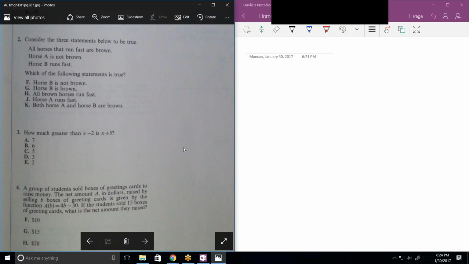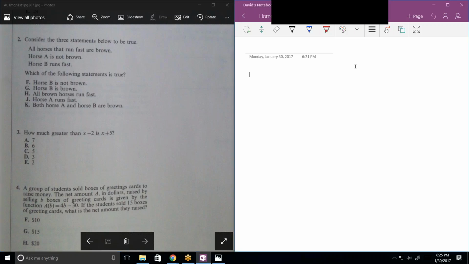G? Horse B is brown? Yeah. Horse B is brown because it runs fast. And all horses that run fast are brown. So horse B has to be brown if it runs fast.